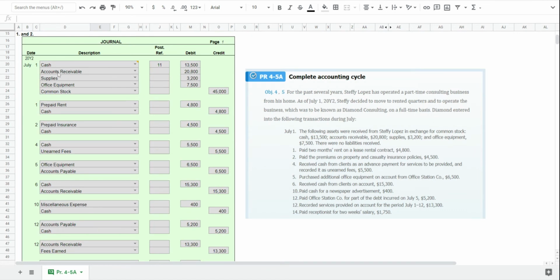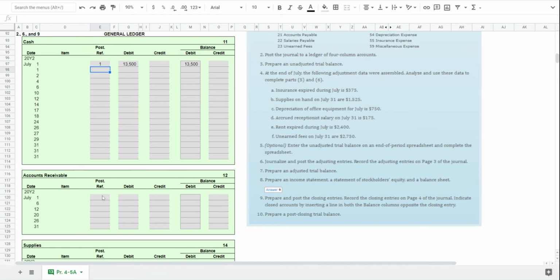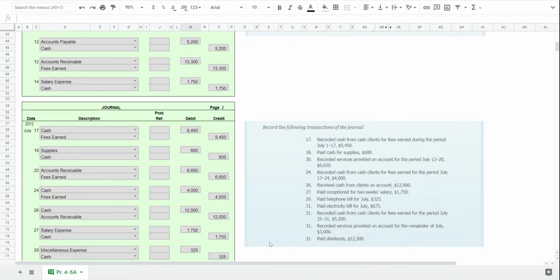Now we go to the second line. We can tell we did the first line because it already has the posting reference in there for us. So we go to the second line, accounts receivable, and it's a debit of $20,800. So we come down to accounts receivable. It came from page 1. It was a debit of $20,800. We come over here to update our balance. It had a zero balance before. The company's just being started. And so our new balance is $20,800 debit.